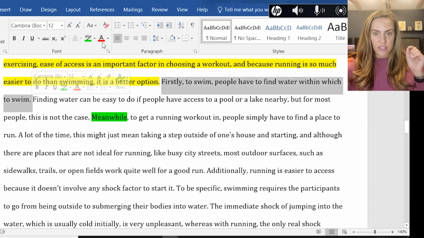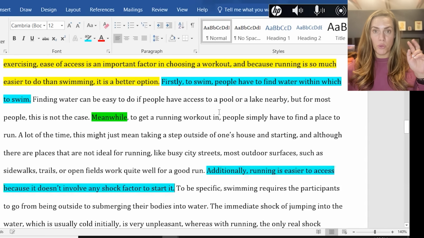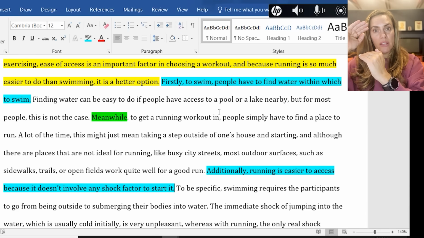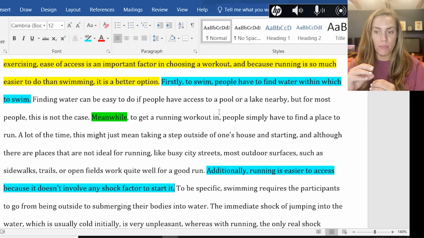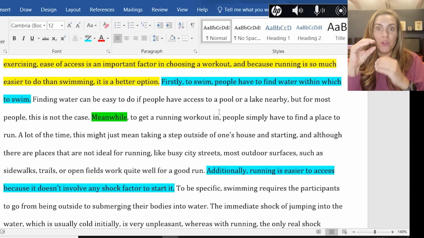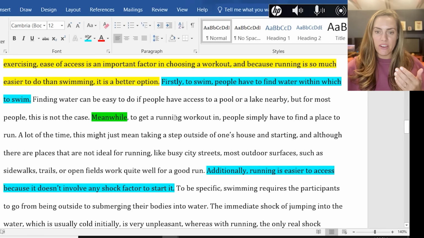The first one is here, I'm going to make it blue. And the second one is here, I'm going to make it blue. I want to point out that inside the body of your paragraph, you're focusing on the point of comparison, which is access. And you're going to talk about swimming and you're going to talk about running. But within that, you're talking about access to swimming, access to running. And then you're talking about the shock of entering a pool and the shock of starting to run from standing.